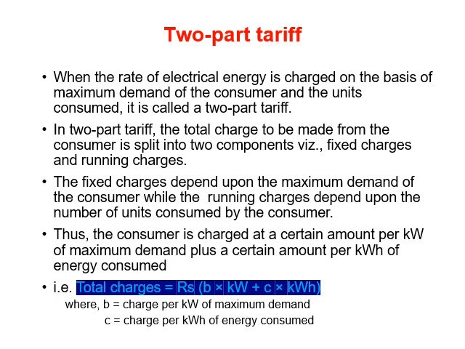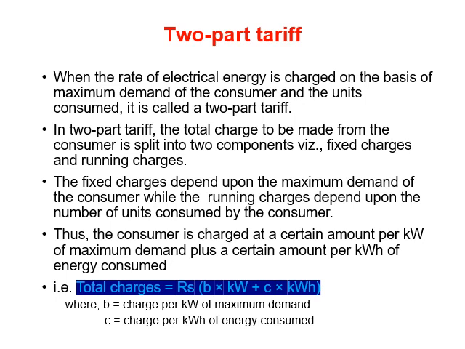So next one is two-part tariff. Here the rate of electrical energy is charged on the basis of the maximum demand of the consumer and the units consumed. The total charge to be made from the consumer is split into two components, that is fixed charges and running charges. The fixed charges depend upon the maximum demand, while the running charges depend upon the number of units consumed. Thus, the consumer is charged a certain amount per kilowatt of maximum demand plus a certain amount per kilowatt hour for the energy consumed.